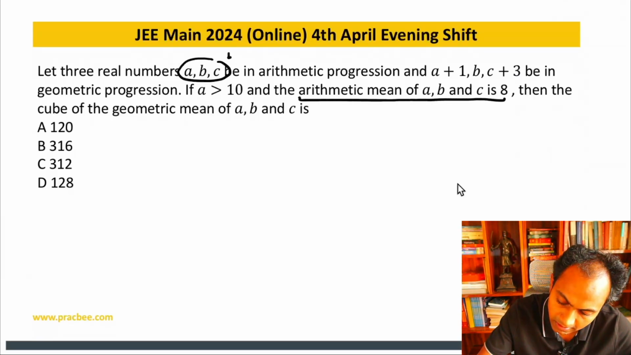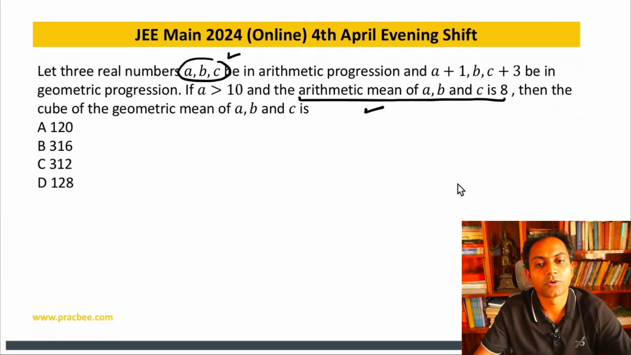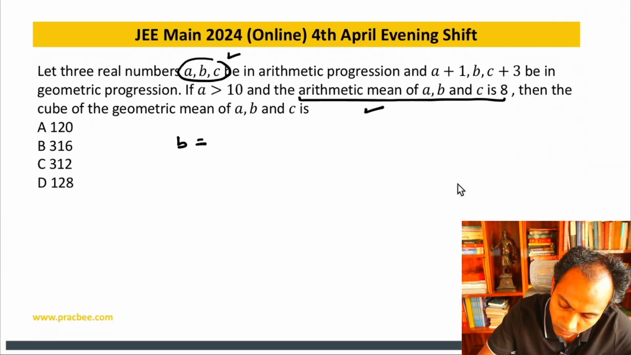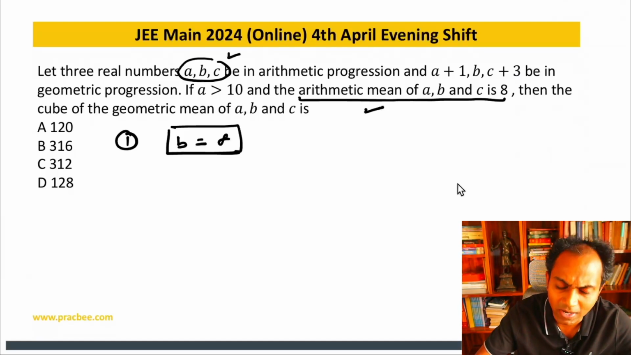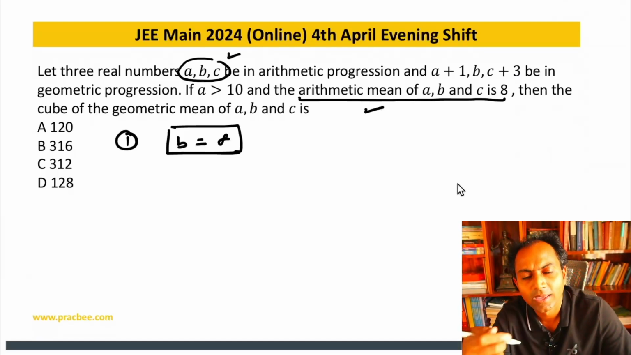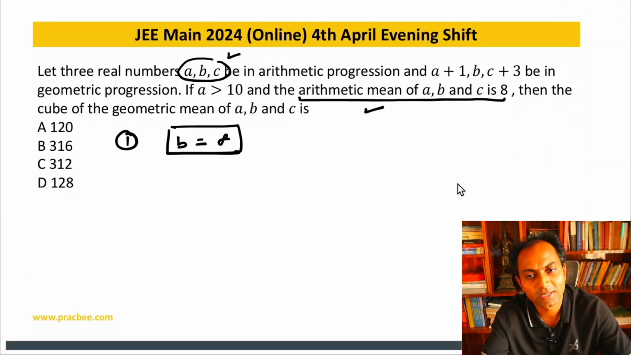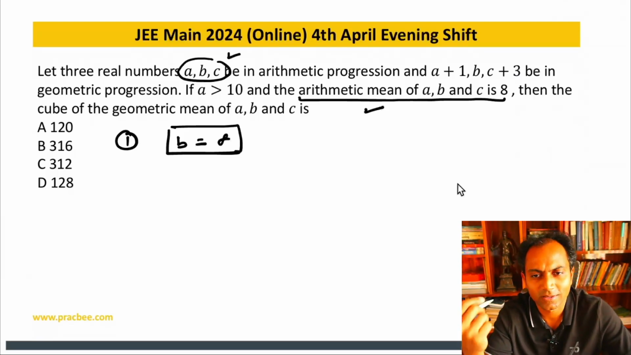See, if A, B, C are in AP and their arithmetic mean is equal to 8, that would mean the middle term becomes the arithmetic mean, and that is given as 8. This is the first thing you can directly understand from here. If you can't understand, you can take the value of A, then B as a plus d, C as a plus 2d, and do the same thing; we'll get the same answer.